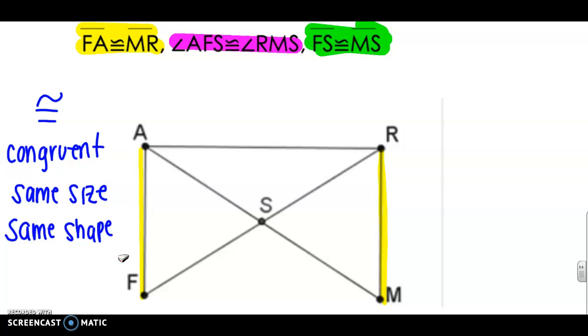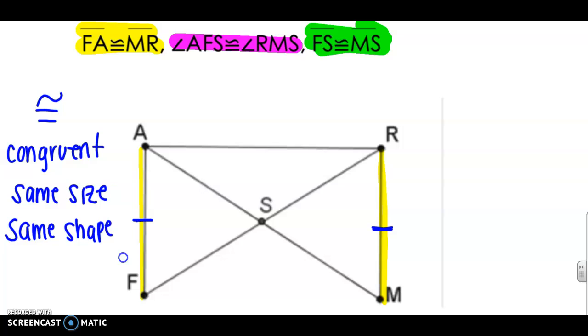So to show that they are the same size and the same shape, to show that they're congruent, I'm going to put one hash mark on each of them. These little blue tally marks here show that AF and RM, those line segments, are congruent. So that's how we show that they're congruent. We put one tally mark on line segment FA and one mark on line segment MR.